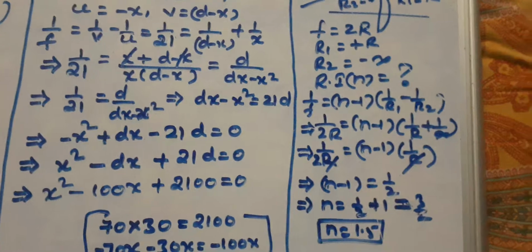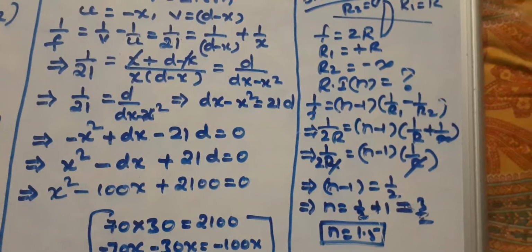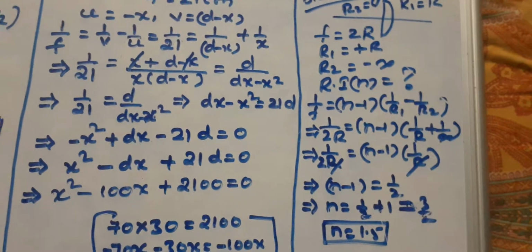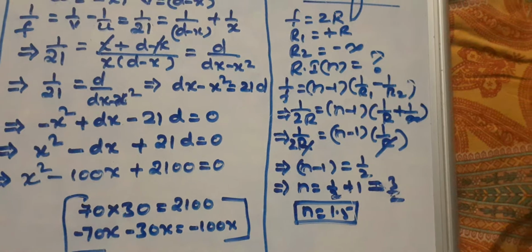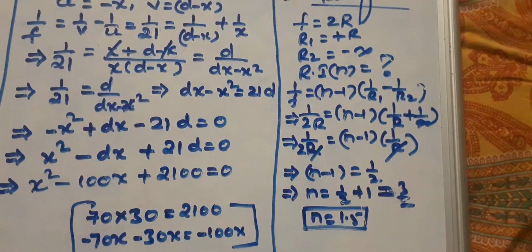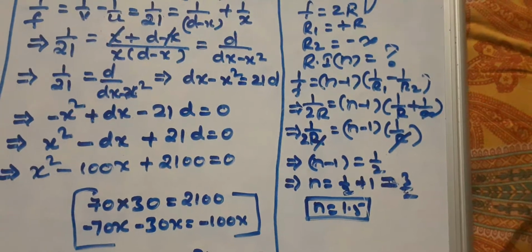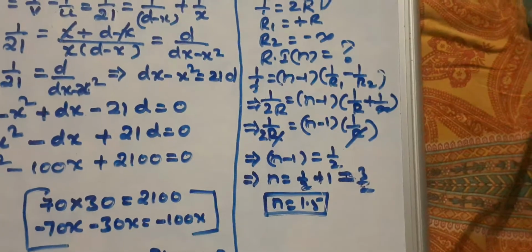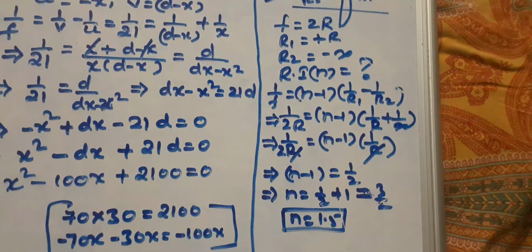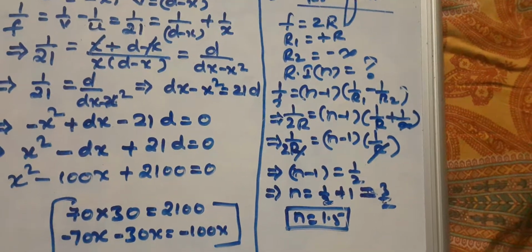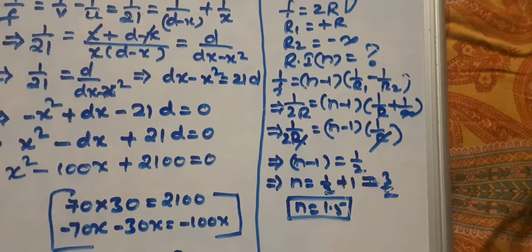Now we want to find the refractive index. N is the question mark. The relation among R1, R2, F and N can be found using the lens maker's formula. So 1 by F is equal to (N minus 1) times (1 by R1 minus 1 by R2). F means 2R, so 1 by 2R is equal to (N minus 1) times (1 by R minus 1 by R2), where R2 is minus infinity, that is why minus minus plus 1 by infinity.